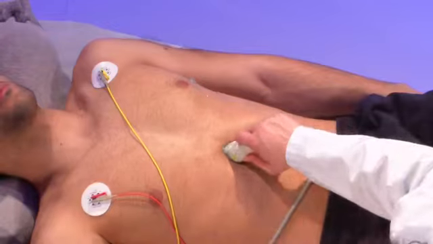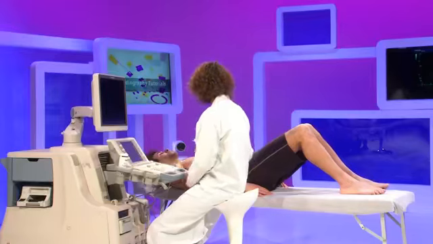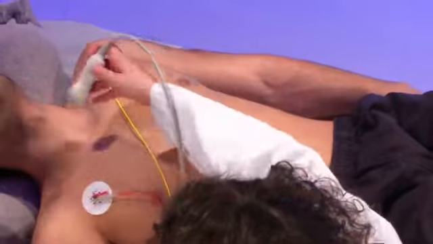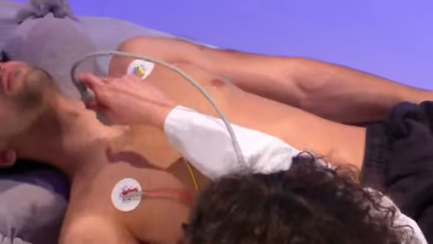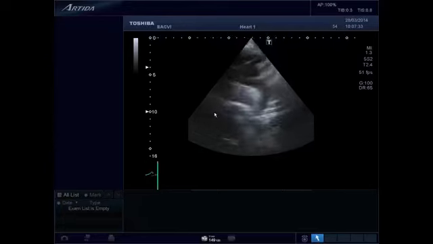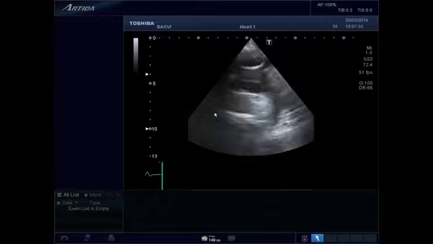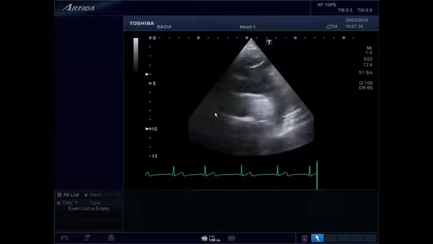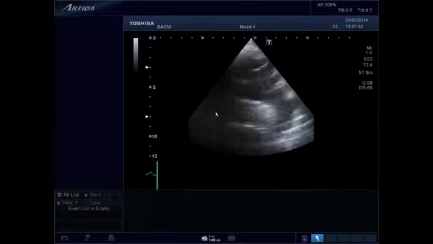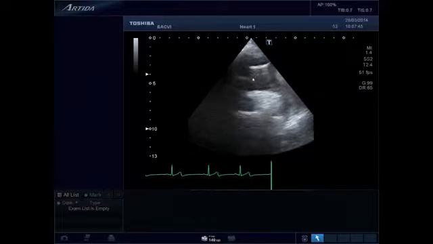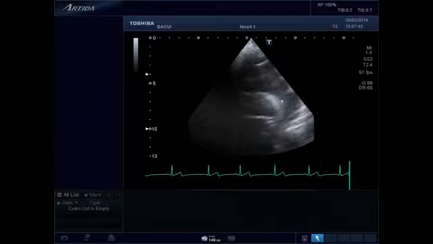Okay, so now let's see the suprasternal views. So I will ask the patient to put the head like this. My marker is in direction of the head of the patient. I am decreasing the depth in order to focus on the aorta. Decreasing the depth again. So here is the aorta. You have the cross here, and the descending part of the aorta.